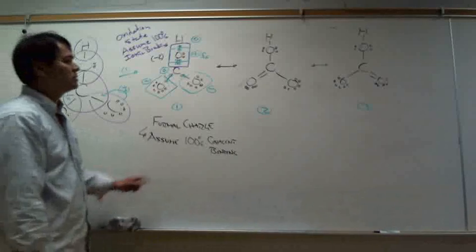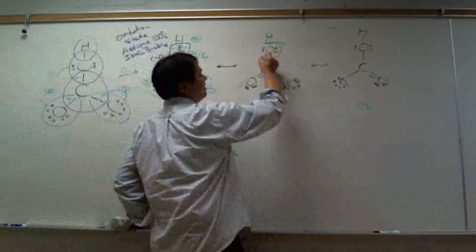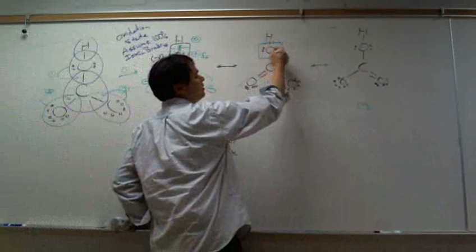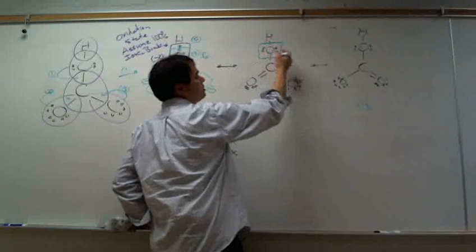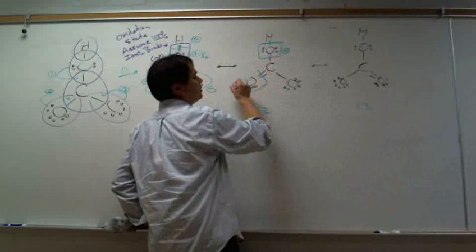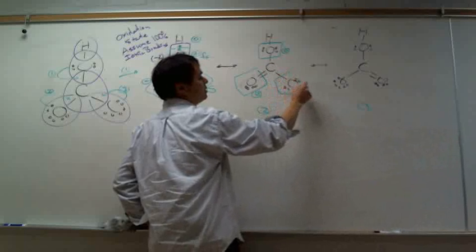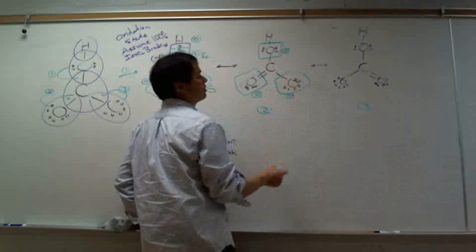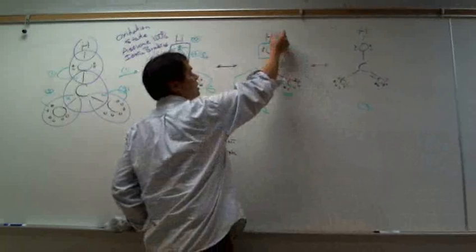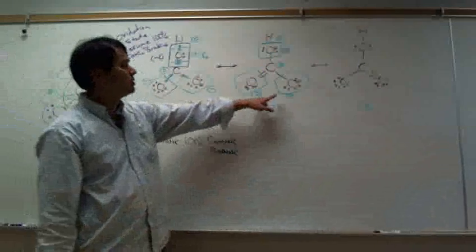Now let's compare it to this structure over here. When we split it down the middle, this oxygen now has 2, 4, 6. This is 0. This oxygen is 0. And this oxygen is minus. This carbon 0, this hydrogen 0. And so now we just have one formal charge over here that's minus.